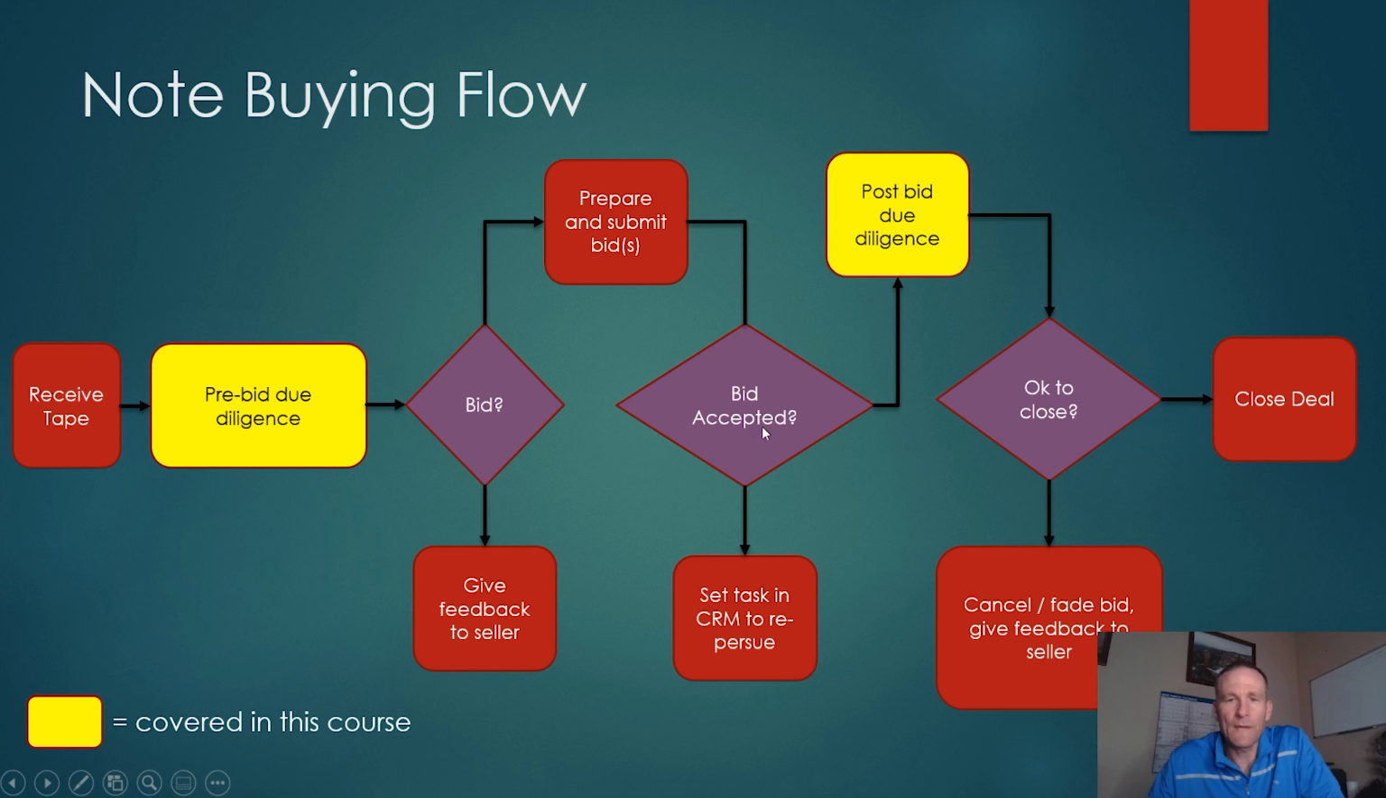But if it was not accepted, this is another little area that can help you that most note investors don't do. If your bid's not accepted, set a reminder in your CRM to re-pursue the deal later. I've bought several notes where originally my bids either weren't accepted or the seller said, I already accepted a bid from someone else. A lot of times what happens is note deals fall through all the time, either because the buyer flakes out or the buyer, sometimes they find legitimate problems, but sometimes they just get scared for various reasons.